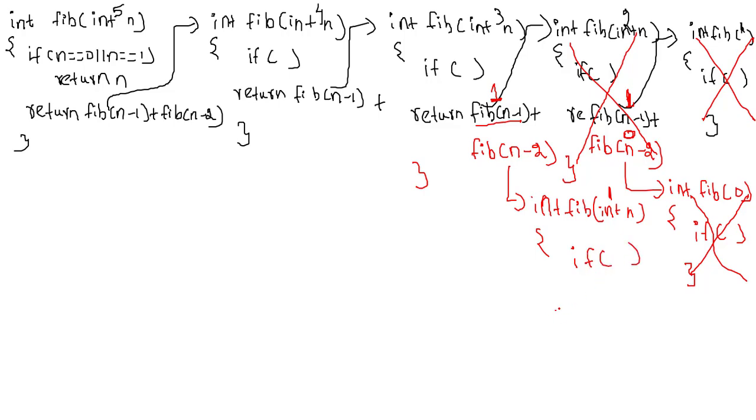If the if condition is true, what will it return? It will return me a value called 1. So this function will return me a value called 1, to which place? To this place. It will return me a value called 1 to this place. 1 plus 1, the value is 2.